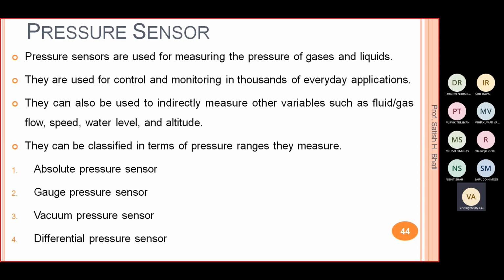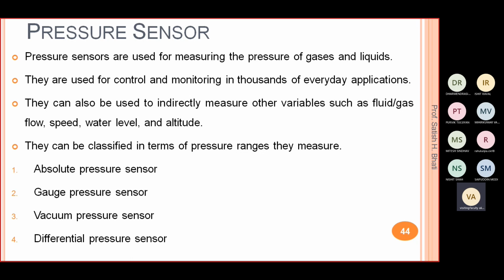They have two ends. At one end in the absolute pressure sensor you have vacuum, and in the gauge pressure sensor at one end you have the atmospheric pressure. At the second end you will apply some other pressure, whose value you want to find or measure.